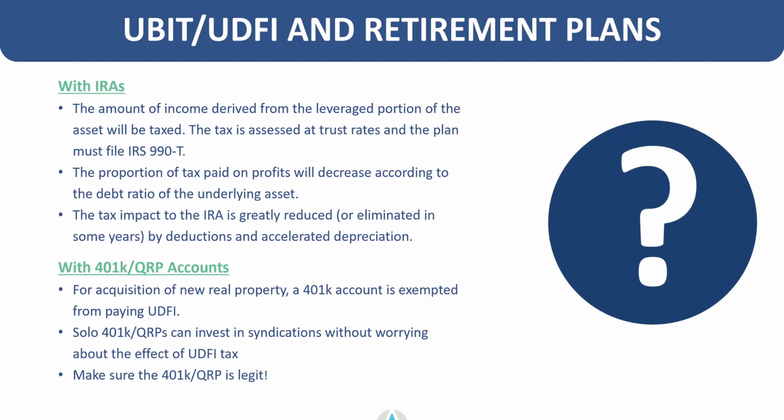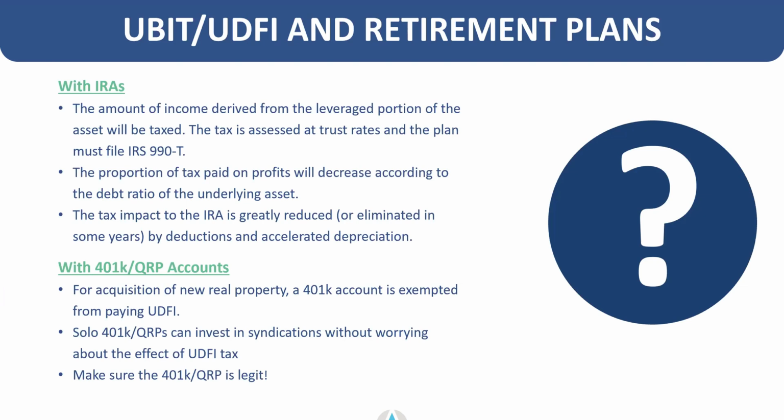Your IRA actually files a tax return with Form 990-T with the IRS, and the IRA itself pays the tax. As that debt gets paid down inside the investment, the proportion of tax that would be due is less and less. So if the real estate deal starts out at 70% leverage, debt is paid down, the investment grows, and the next thing you know it's only 50% leverage, then only 50% of the income is subject to that UBIT. There are also deductions, accelerated depreciation, and other ways to limit how much UBIT would even apply.